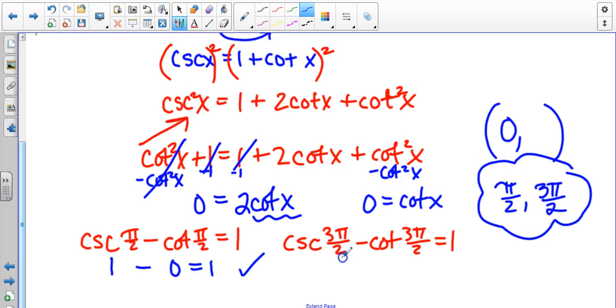Okay, go to 3 pi over 2. Find the sine value and do the reciprocal of that. Just 1 over that y value. Okay, minus the cotangent there, which is x over y. Is that working? -1 minus 0 is not 1. That one doesn't work. Do you remember how I also suggested you could check these?